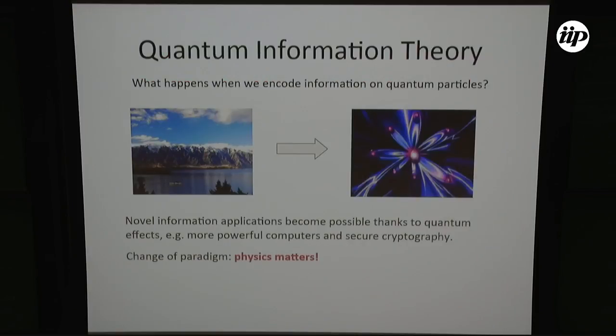Okay, good. So I will start assuming that you know a bit about quantum information theory, but not so much. My first slide is about quantum information theory, or if you want, quantum information processing. What is the field about? You want to understand what happens when you make this transition.